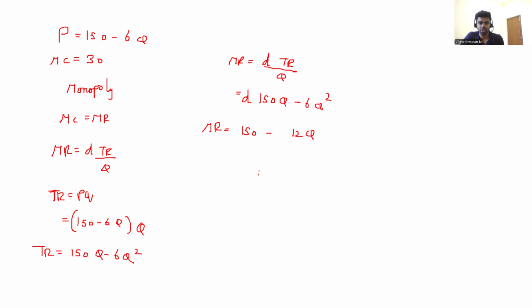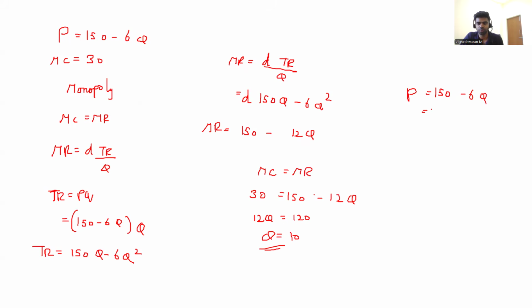Now I have to equate MC is equal to MR. MC means 30 is equal to 150 minus 12Q. So 12Q is equal to 120. Q is equal to 10. Okay. I have to find the price. Price is equal to what? 150 minus 6Q, 150 minus 60. So price is equal to 90.